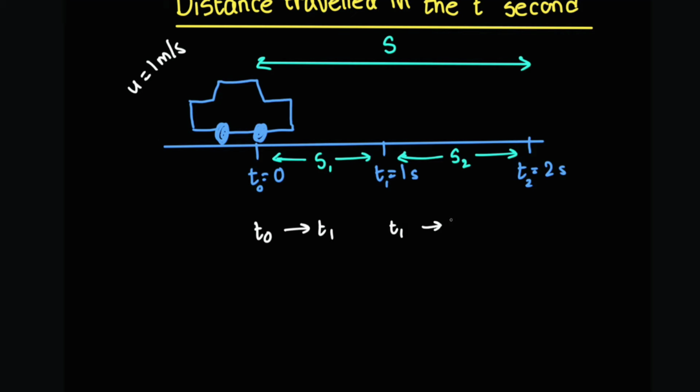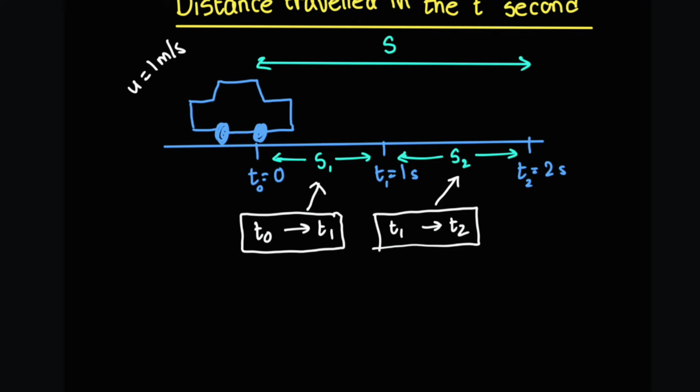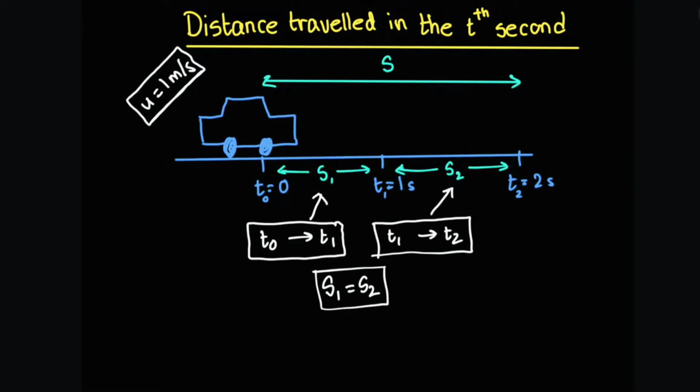traversed from t1 to t2, which means that distance traversed from t0 to t1 is s1, and its distance traversed from t1 to t2 is s2, which means in simplified terms that s1 is equal to s2, and this holds if and only if the car is traveling in a uniform velocity, and in this case it is 1 meters per second. Now, what can be the case if the car is not in uniform velocity?